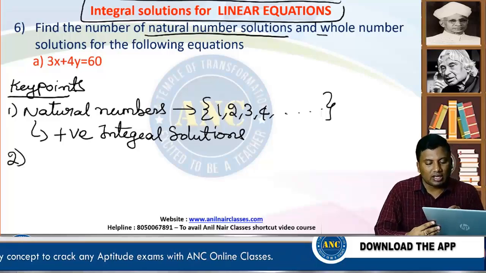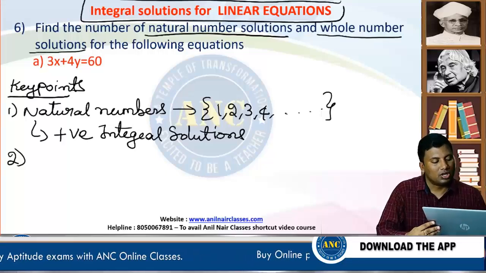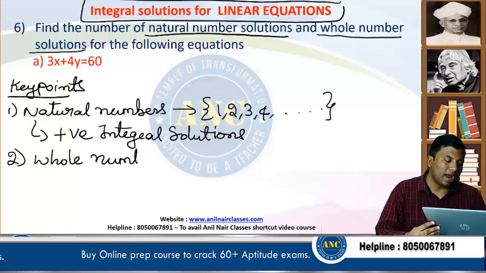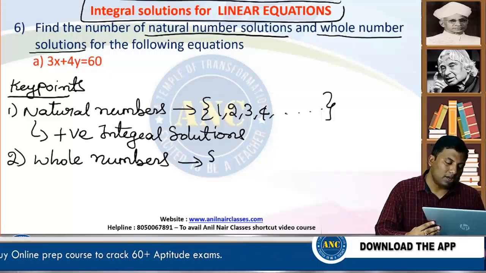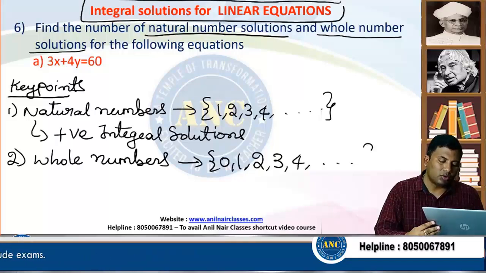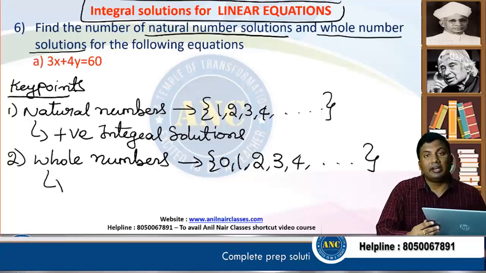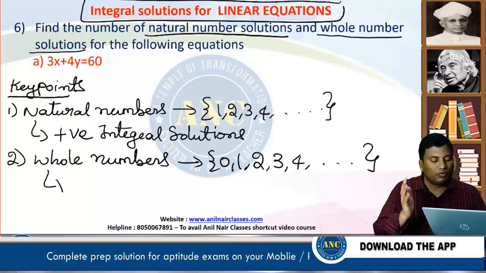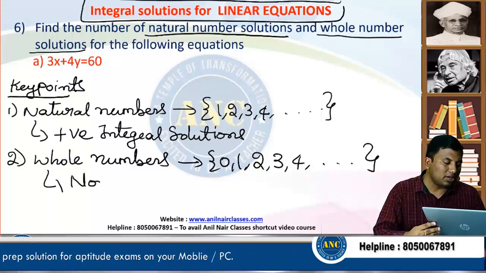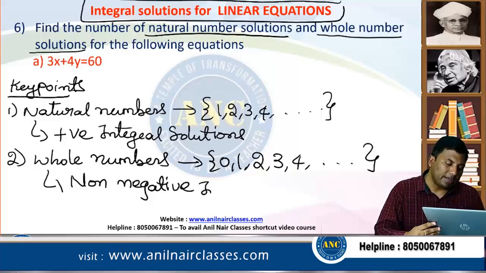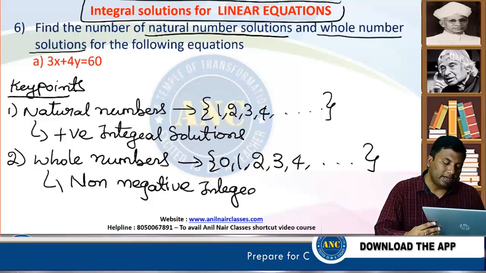And what is the other thing? Find the whole number solutions. Whole numbers are nothing but 0 and the natural numbers: 0, 1, 2, 3, 4 and so on. In integers there are negatives, there is 0 and there are positives. Negatives we should not count. So whole numbers are also called non-negative integral solutions.